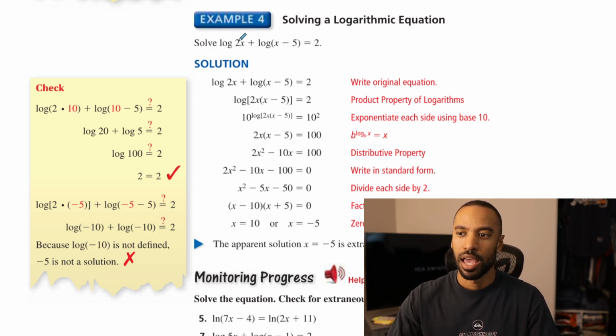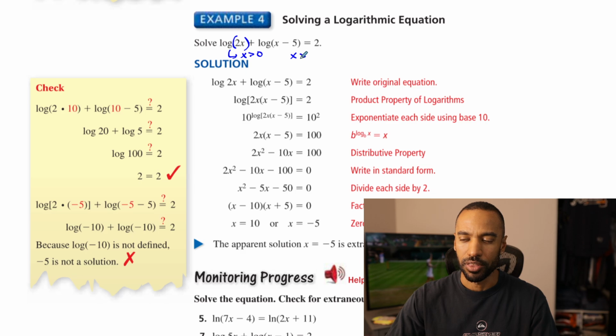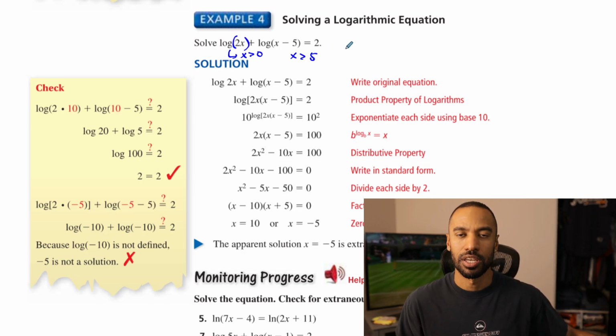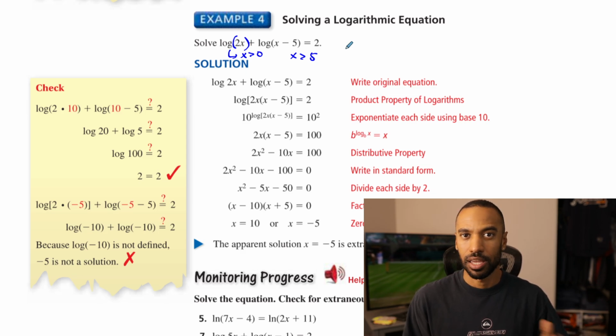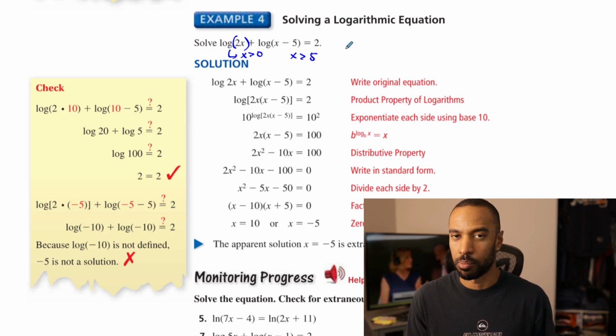I can't plug in, as far as this equation goes from the jump, these x's have to be greater than 0 on this log, and x's have to be greater than 5 on this log. If I get any single answer for x that is 5 or less, it's going to be extraneous. It doesn't have to just be negative or 0. X equals 3 is going to be an issue.